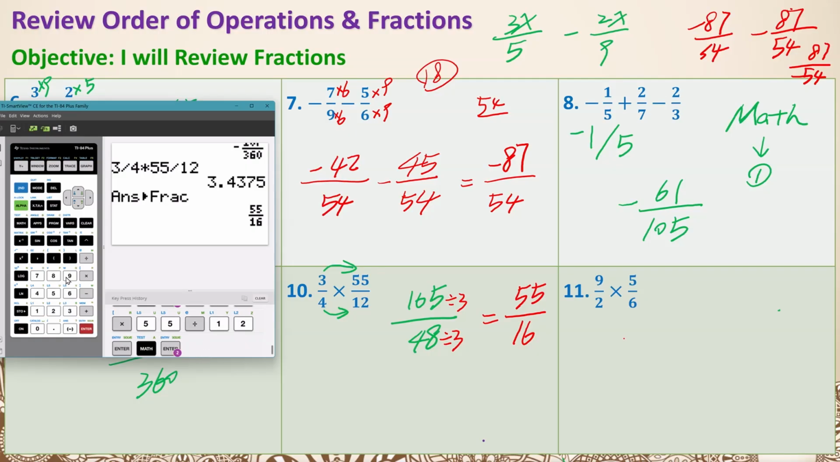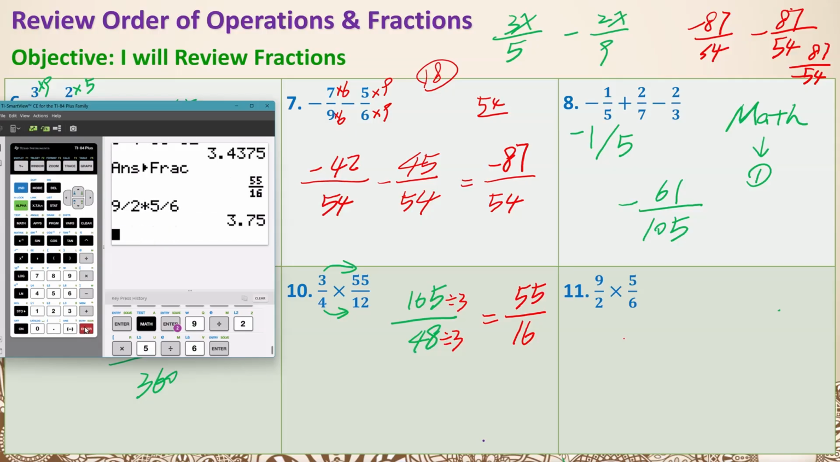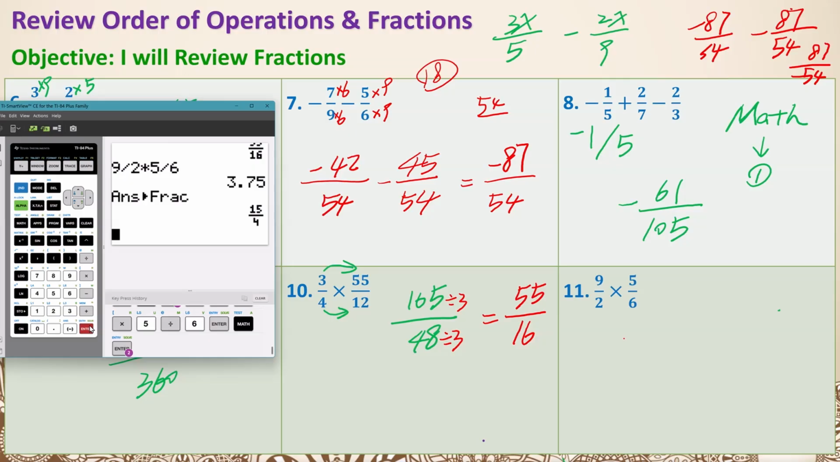Okay, next, let's type in our calculator 9 divided by 2 times 5 divided by 6, which is 3.75, changed into a fraction. That is going to be 15 over 4. There you go. Okay, now let's actually do more.